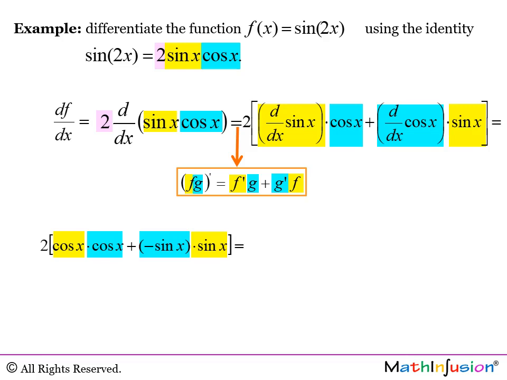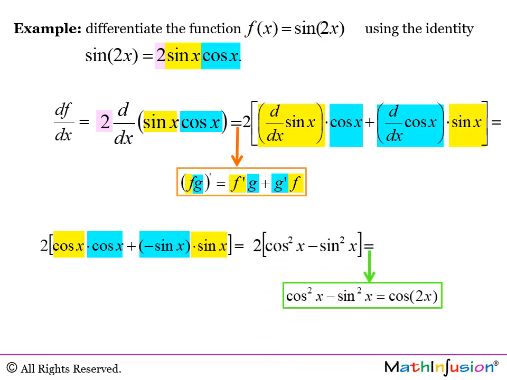d dx of sine x is cosine x, and d dx of cosine x is negative sine x. We get that. Now I would like to recall that cosine to the power of 2 of x minus sine to the power of 2 of x is cosine 2x. And we get 2 times cosine 2x.